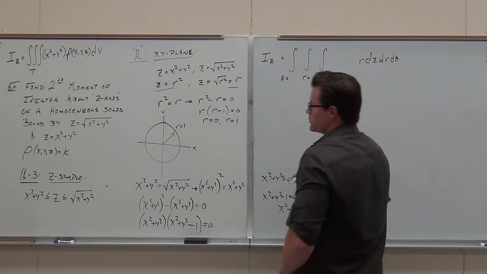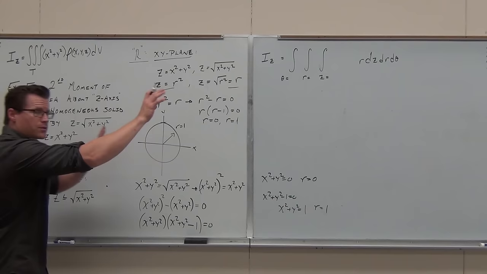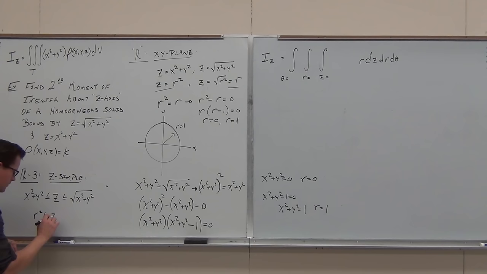Do we have z matched between two functions like we want it? Are those functions written appropriately? No. You can change them here or there, and I don't care which. What's this going to become? And this? r. Perfect. Square root of r squared.